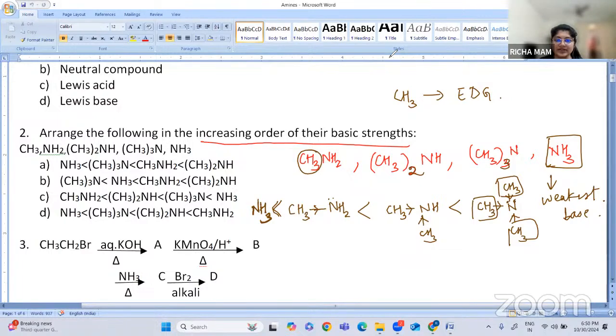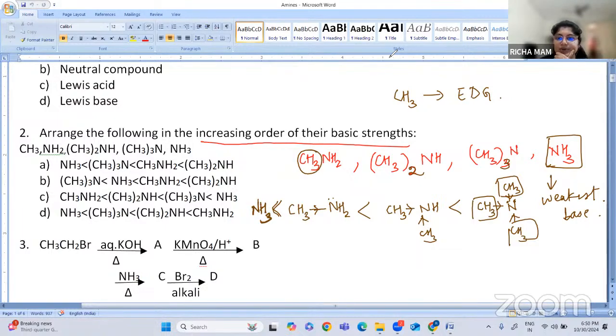So because of this, the basicity order is: first ammonia, then trimethylamine, because of the bulky groups. Then methylamine, and then dimethylamine. So what did we say?